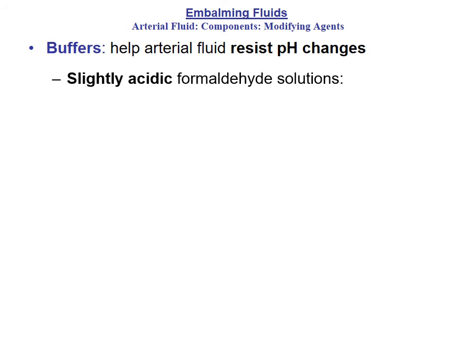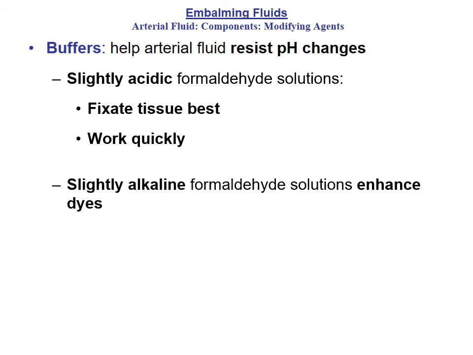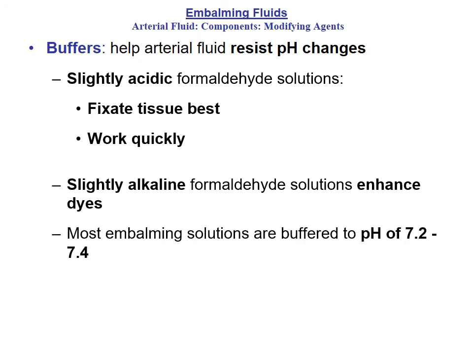Slightly acidic formaldehyde solutions will fixate tissue really well, and they work very quickly. The cavity fluids are buffered to be acidic. The high index fluids are buffered to be acidic. Most arterial fluids are going to be slightly alkaline because that helps to enhance the action of dyes. They don't fixate tissue as quickly, but they will fixate tissue. And so most embalming solutions are buffered between 7.2 and 7.4.